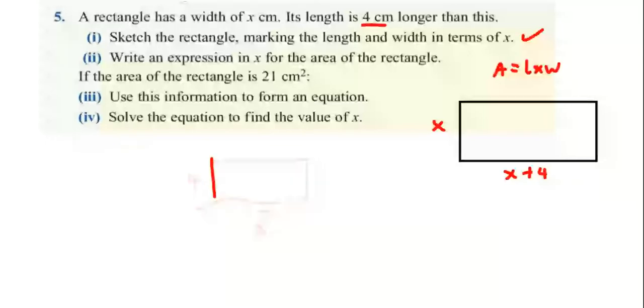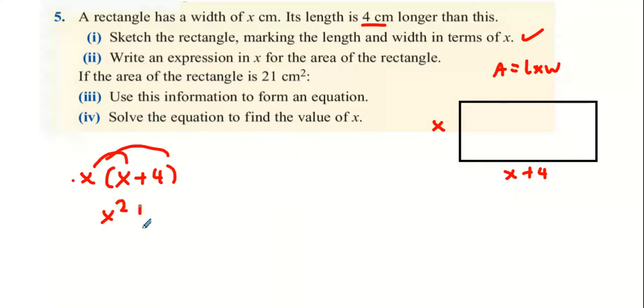So here's what we're going to do now. We're going to try out multiplying x, which is the width, by the length. And when we multiply them out, we're going to get x squared plus 4x. That's what the area is equal to. Okay, now that's the answer for part 2.